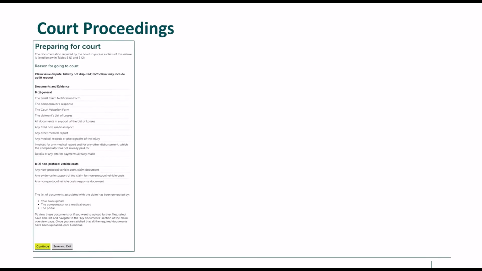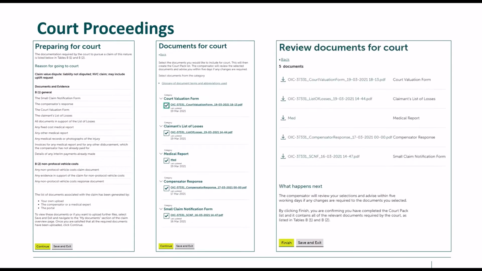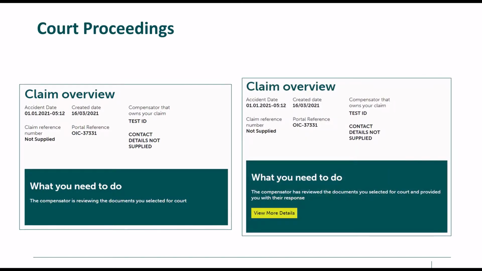As seen in previous videos, the customer is supplied with a list of documents required for court. Then they are asked to select from the documents available which ones they wish to send, and finally to review this list. The list of documents have now been sent to the compensator to review and accept that they agree that this list is correct or advise on more documents that need to be included. Once reviewed, the compensator will send this back to the claimant to complete all further information required.